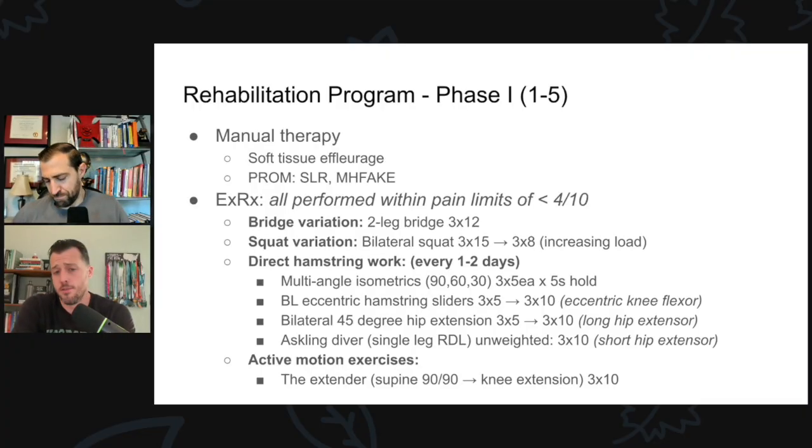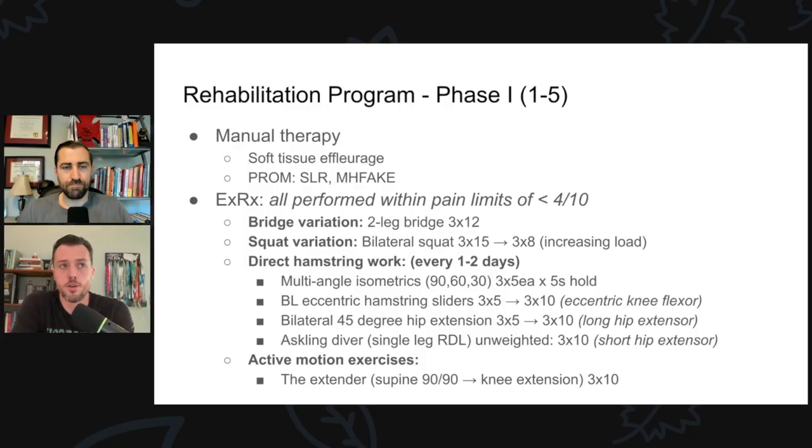So I do some soft tissue massage, maybe some effleurage to help with swelling if you do see some of that. And then also doing some passive motion. I think you don't want to stretch these people too aggressively early on. But as Dan was saying, one of the papers in the Askling protocol is the extender. And that's when they're laying on their back and their hip and knee are flexed to 90, and then they're kicking their knee straight, and you're stretching the hamstring that way. So that abbreviation, MHFAKE, stands for max hip flexion active knee extension.